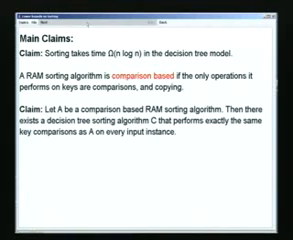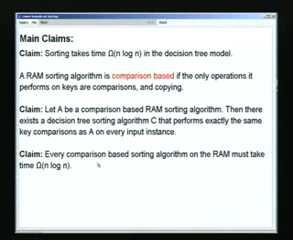And it turns out that they are actually quite nicely connected to decision tree algorithms. So here is the claim. Let A be a comparison based RAM sorting algorithm. Then there exists a decision tree sorting algorithm C that performs exactly the same key comparisons as A on every input instance, in fact in the same sequence. So this means that the time on this decision tree model is intimately related to the time on the RAM model also for this class of algorithms.